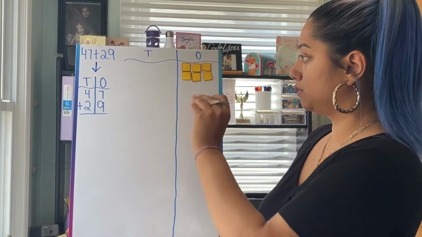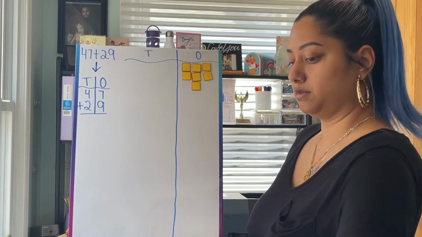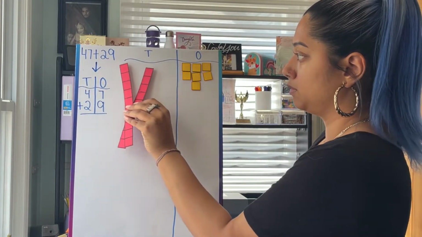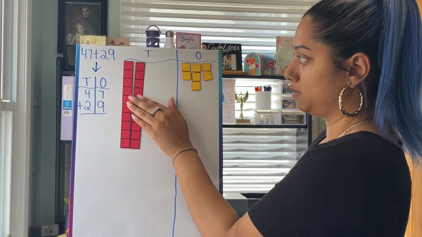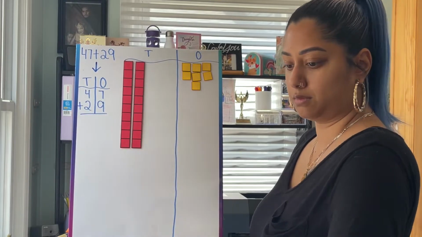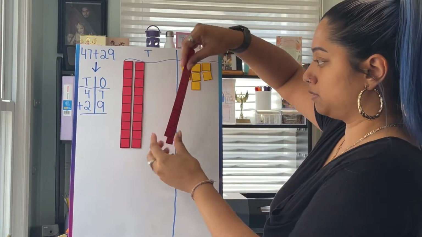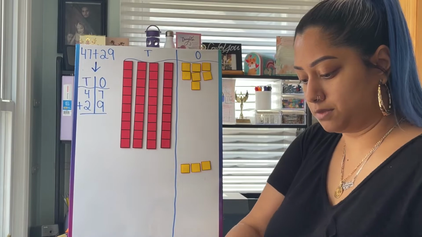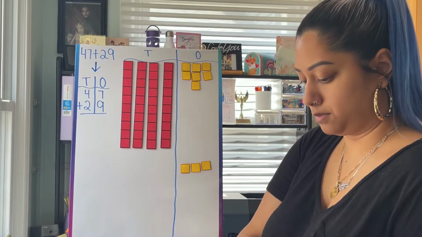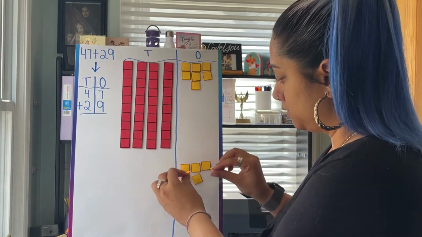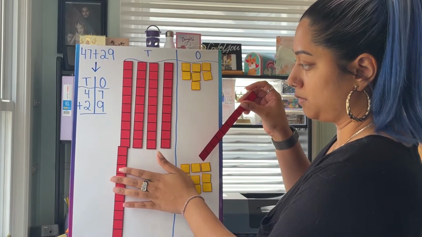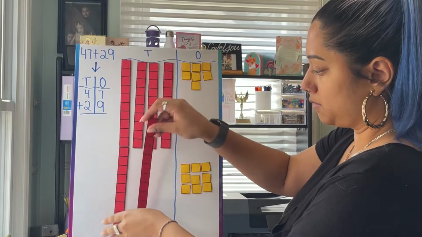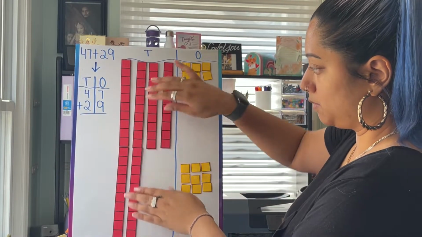So after I finish with my ones, I'm now going to move over to my tens and place 4 tens in that column. I'm going to move back to the ones column and show the 9 in 29 in my ones column. And I'm going to do the same for my 2 in the tens column.